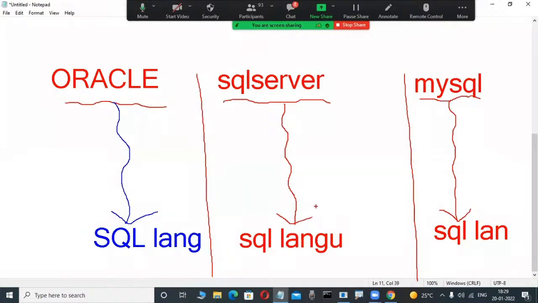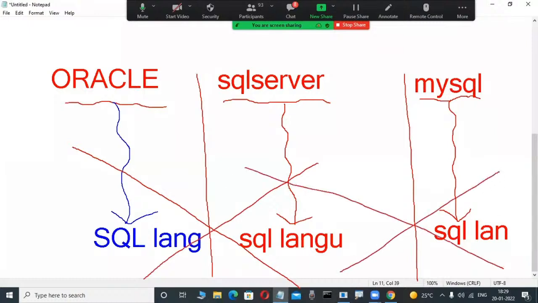Easy. Maybe some technical persons in our class are telling it. Are all these SQL languages same or different? Very good. In our class, so many fellows are telling same only. That is 100% wrong. These SQL languages are all different, not same.